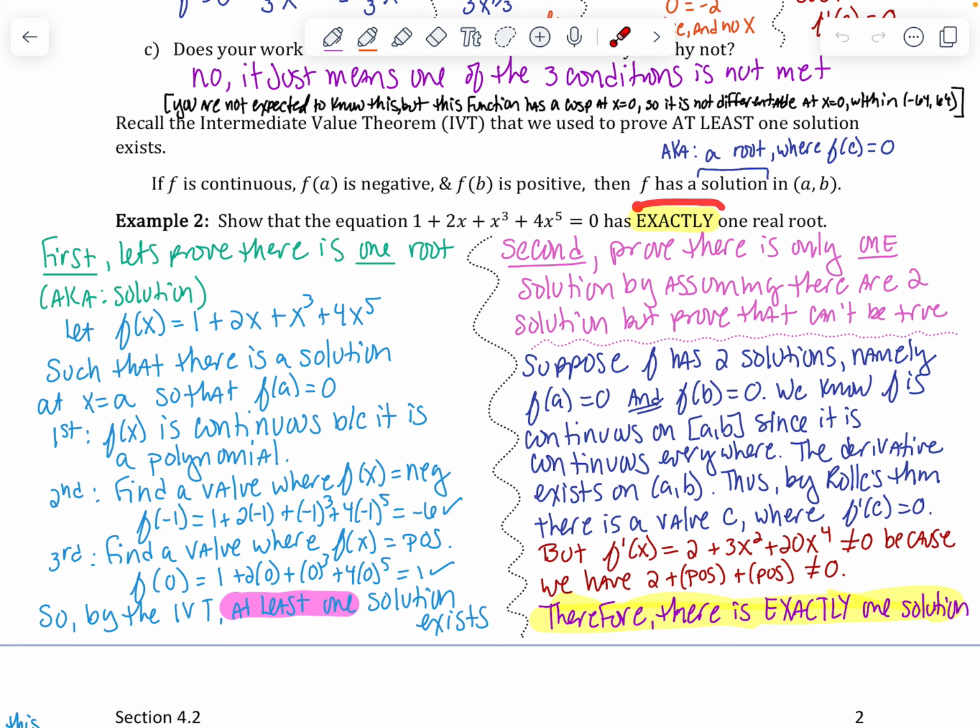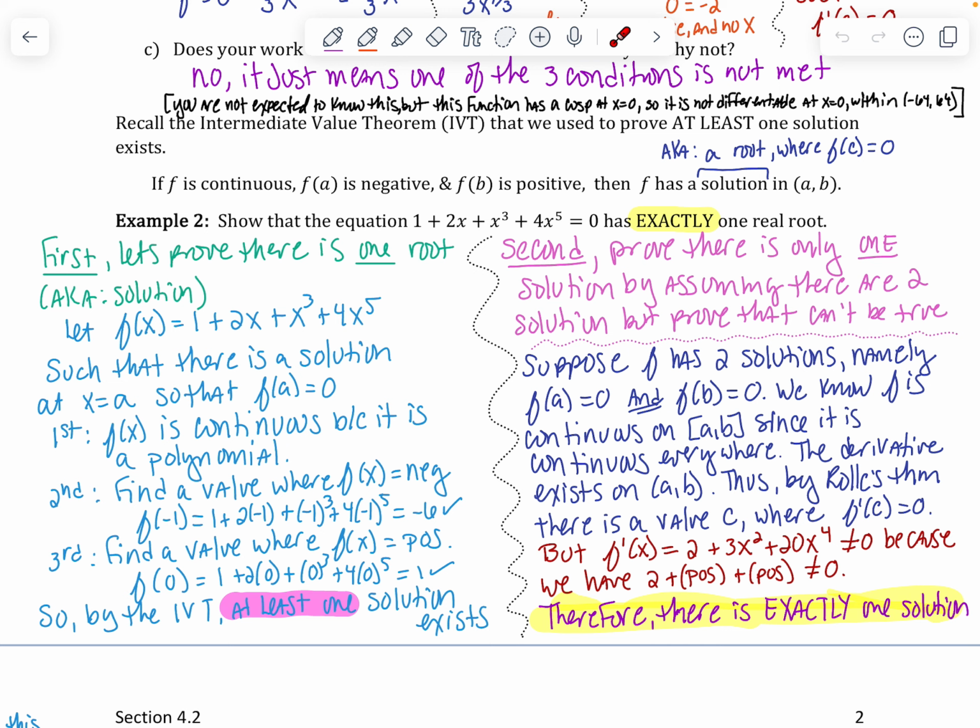Now, we're supposed to prove that there's exactly one root. I just proved there is one, but now I need to prove there's not more. So the way that we're going to prove that there is exactly one is, let's assume that there's more than one, specifically 2. And we want to prove that that's not true, that there aren't 2. So if there are 2 solutions, and a solution is when the function equals 0, there is some value a inside of 0 to -1 that equals 0, and another value b that also equals 0.